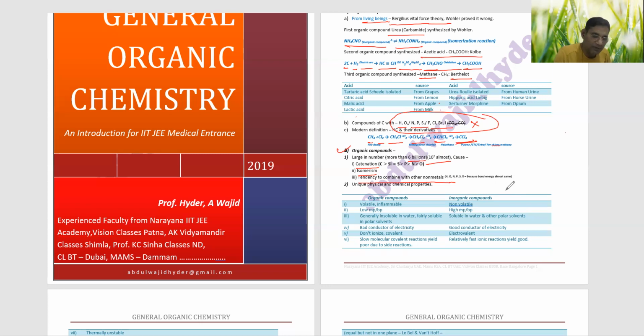And the second important property of organic compounds is that their physical and chemical properties are unique. Now see, what are organic compounds and what are inorganic compounds? Organic compounds are volatile, inflammable, while inorganic compounds are non-volatile. Melting and boiling points of organic compounds are very low, while the melting and boiling points of inorganic compounds are high. Organic compounds are generally insoluble in water, fairly soluble in polar solvents. What about the inorganic compounds? Inorganic compounds are soluble in water and other polar solvents. Organic compounds are bad conductors of electricity, and inorganic compounds are good conductors of electricity.